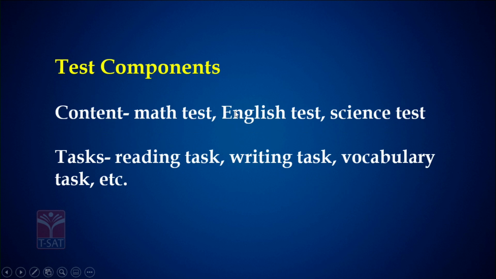And test components. What can we have in a test? First, content. The test should reflect the content. For example, in a maths test, the content of mathematics; in an English test, the content of English which is prescribed, or even a science test. And tasks. What are the tasks we can see in a test? We can have a reading task or even a writing task, vocabulary task, etc.